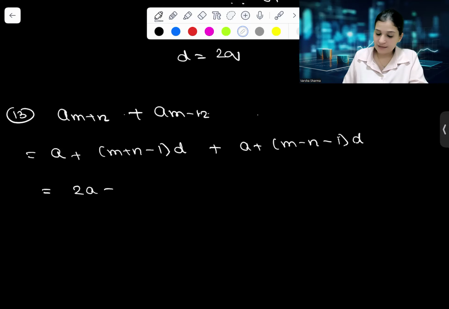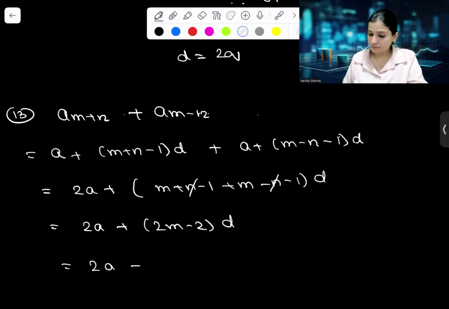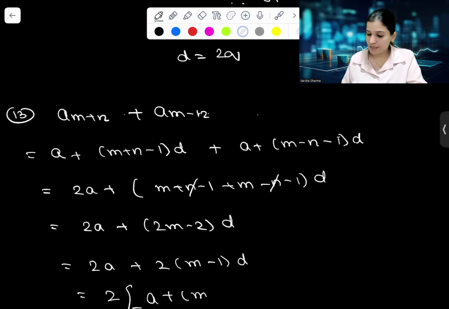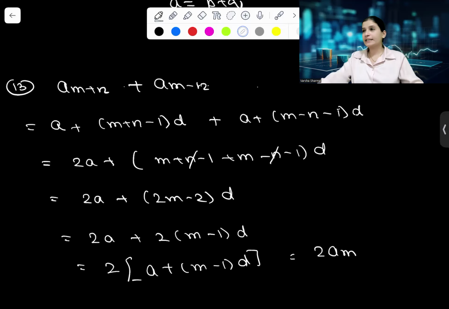Adding them, taking d common: 2a, n gets cancelled, 2m minus 2. Taking 2 common again, a plus m minus 1 d, which is what? am. So it looked like the 5-marker question, but it's a very small one instead. Did you all get it?